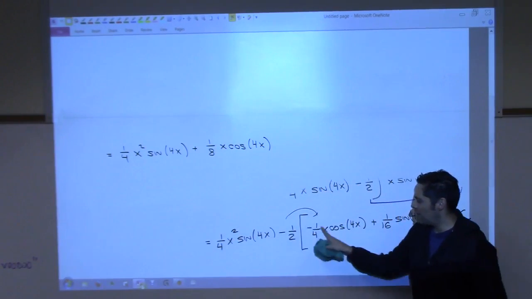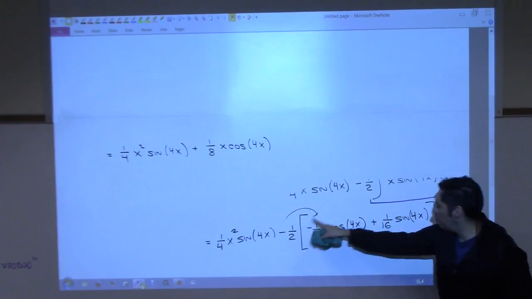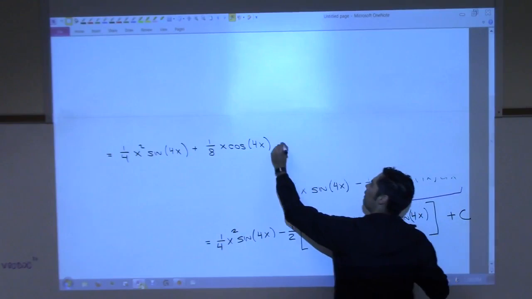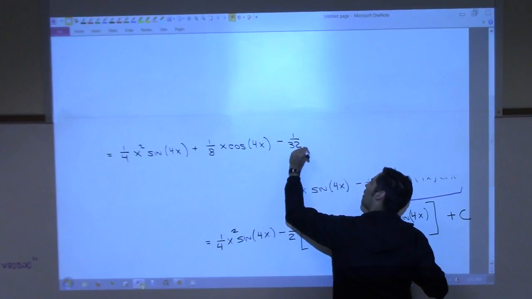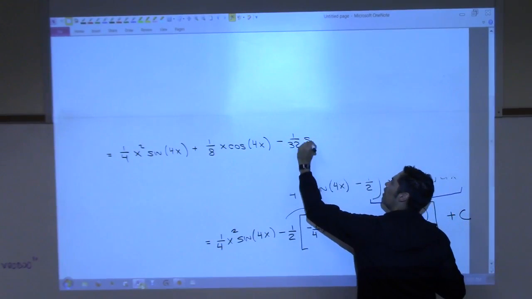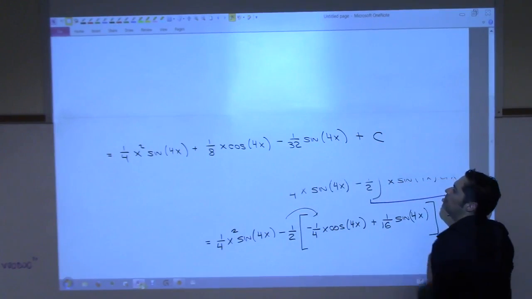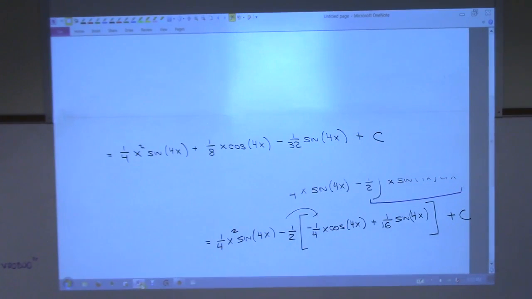x cosine 4x. So that's just, right? This is just arithmetic. Negative 1/2 times that, what's that? Negative 1/32. And then sine 4x plus C. There it is.